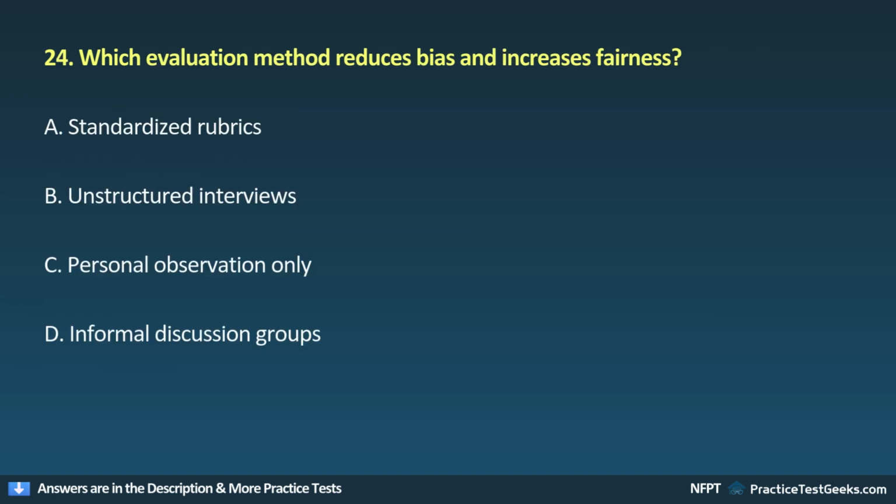24. Which evaluation method reduces bias and increases fairness? A. Standardized rubrics. B. Unstructured interviews. C. Personal observation only. D. Informal discussion groups.